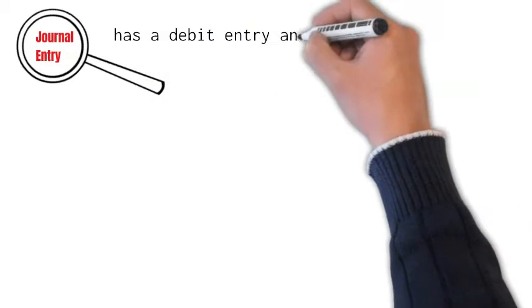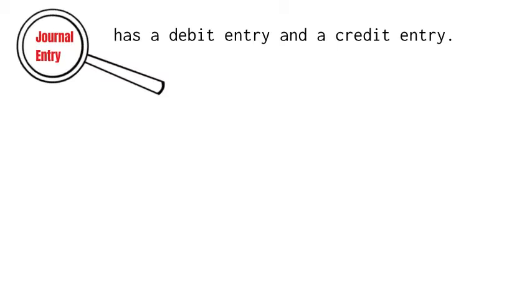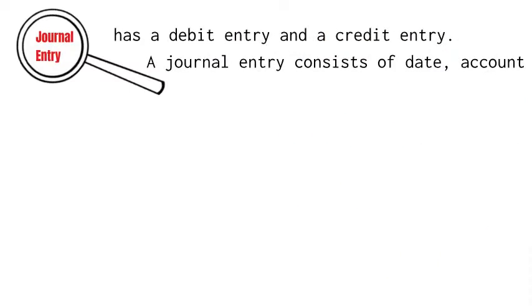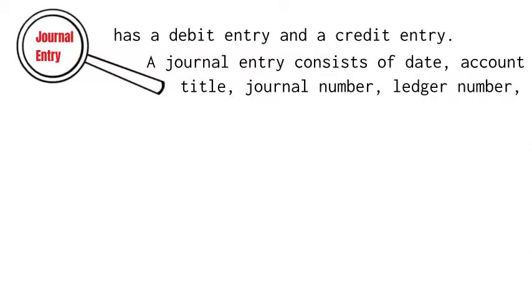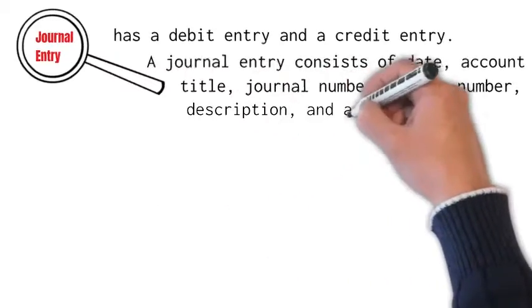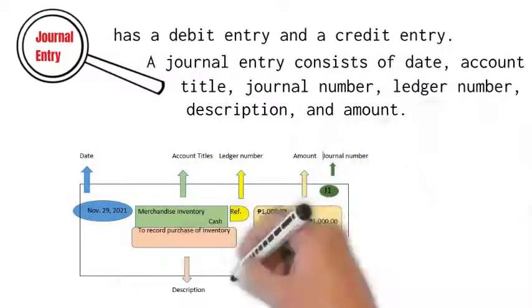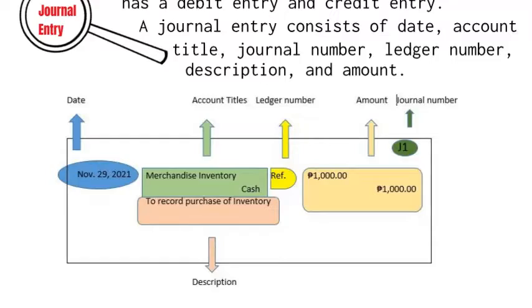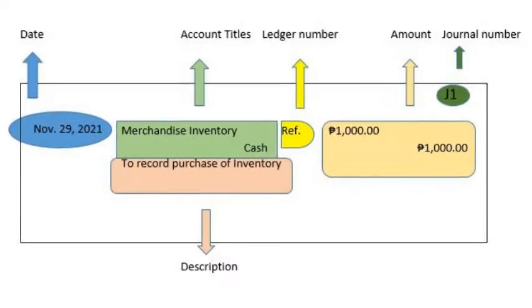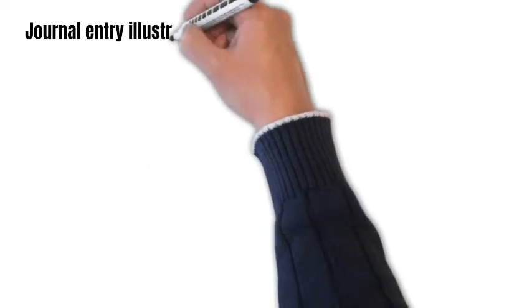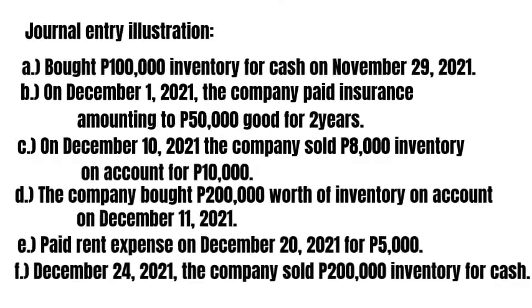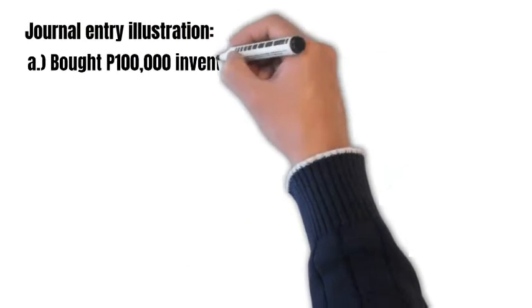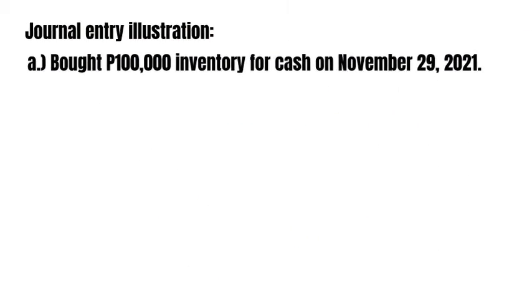A journal entry has a debit entry and a credit entry. A journal entry consists of date, account title, journal number, ledger number, description, and amount. Bought 100,000 pesos inventory for cash on November 29, 2021.